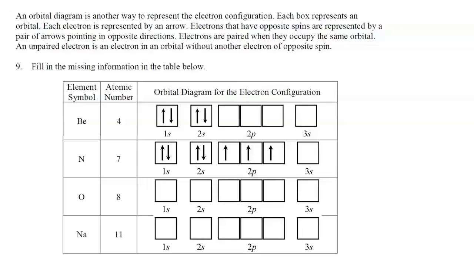Right next door to nitrogen is oxygen, so that next electron would go into the 2p sublevel by pairing electrons in the same orbital. So 1s2, 2s2, 2p4. And then for sodium, we fill out the complete 2p sublevel, and the last electron would go into the 3s orbital. So again, another way of representing the electron configuration is called an orbital diagram.